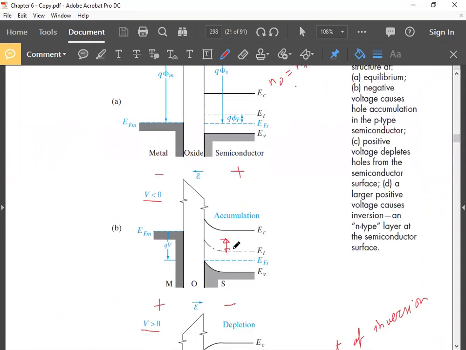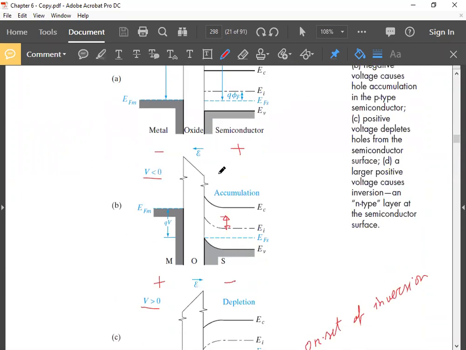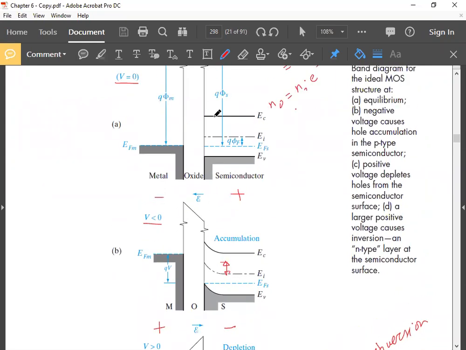The bands were bent like this in accumulation. Gradually, you are increasing this voltage. That means the magnitude of the negative voltage is decreasing, so these are going up. These bendings are becoming smaller and smaller. At some point, you will have this.